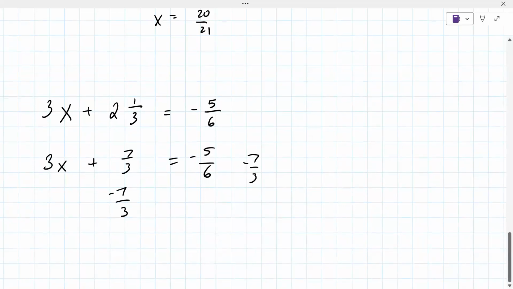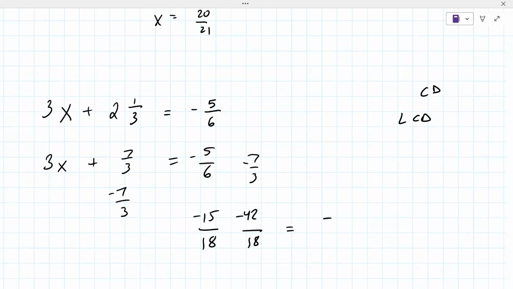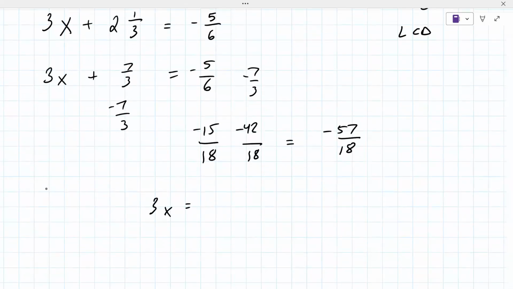Now that's not the best, you're looking for the least common denominator. The common denominator also works. So if you go 18 and 18, we'll do that. So that's minus 15 and minus 42. That gives you minus 57 over 18. Then you've got 3x equals that. And you're there. Okay, you're multiplying by 1/3.